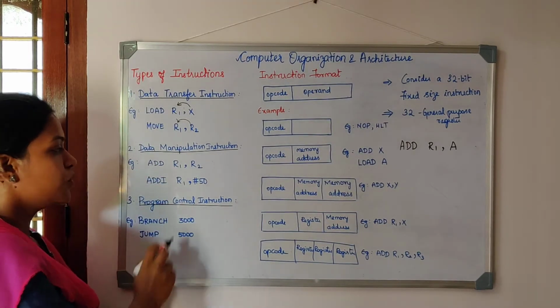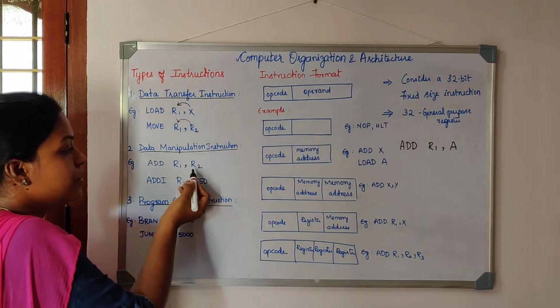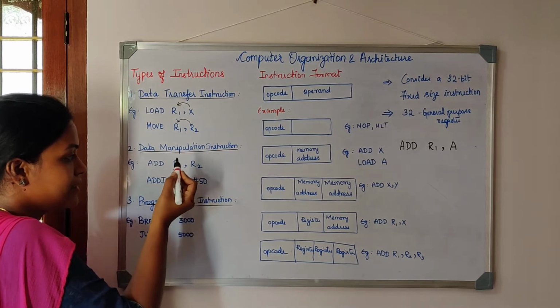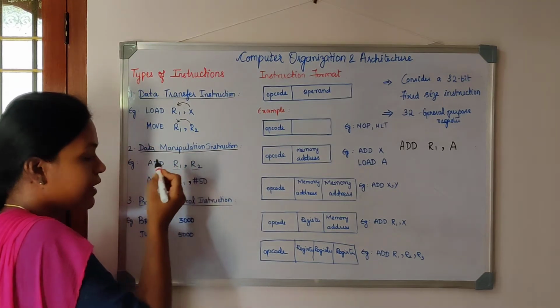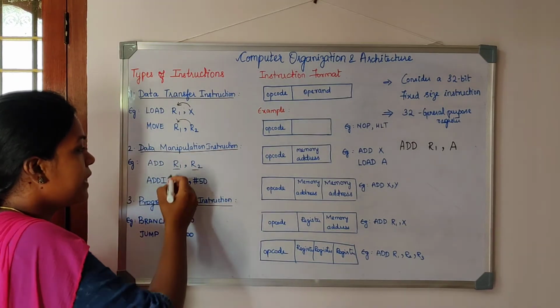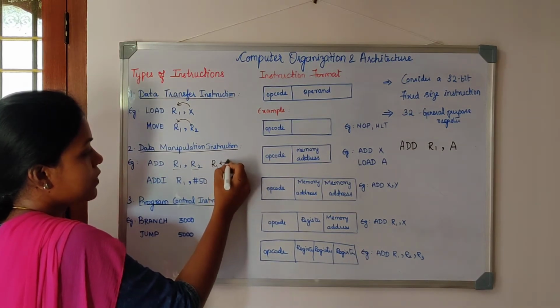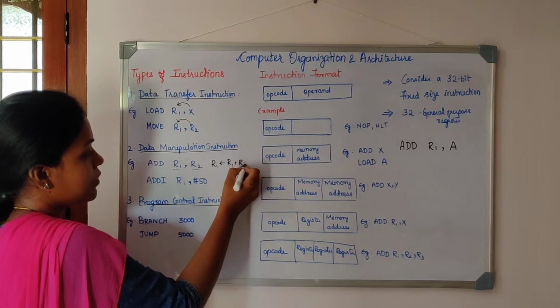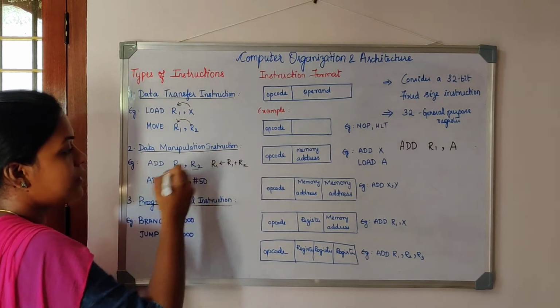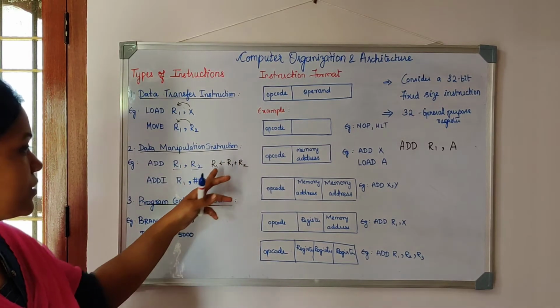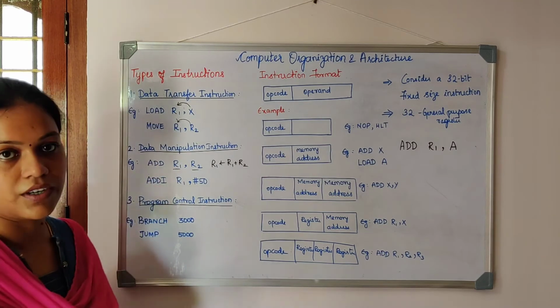Add. What is this instruction doing? It is going to add the data in the register R1 and the register R2, and it will place the result in R1. So R1 is equal to R1 plus R2. The final result will be placed in R1. This is what will happen for the first instruction.